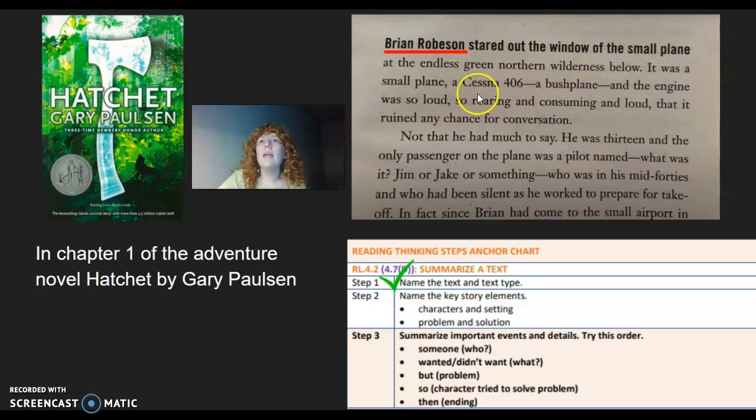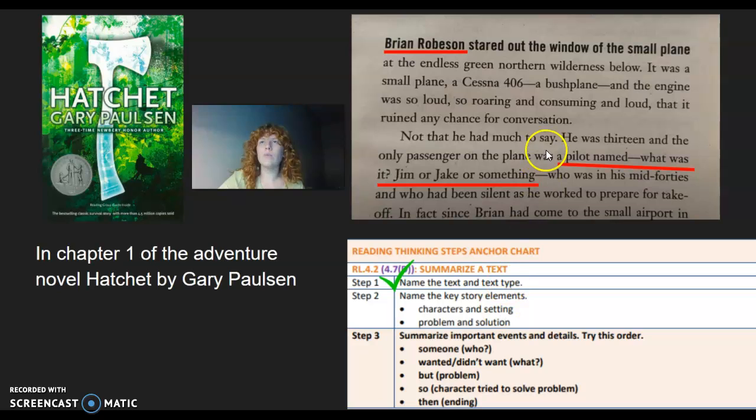It was a small plane, a Cessna 406, a bush plane, and the engine was so loud, so roaring and consuming and loud that it ruined any chance for conversation. Not that he had much to say. He was 13, and the only passenger on the plane was a pilot named, what was it? Jim or Jake or something? Ooh, a pilot. That's my other character. I got it. Okay, now I can look for the setting.